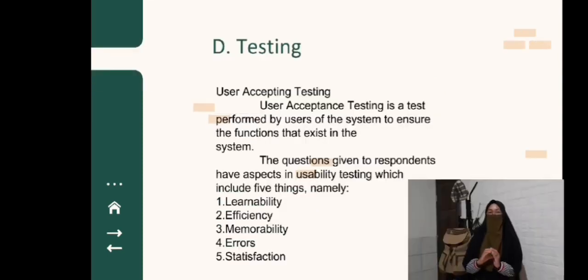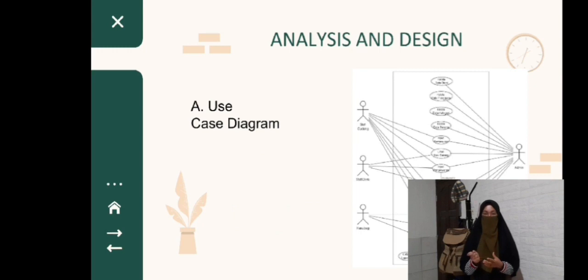D. Testing. 1. User acceptance testing. User acceptance testing is a test performed by users of the system to ensure the functions that exist in the system. The questions given to respondents in usability testing include 5 things, namely A. Learnability, B. Efficiency, C. Memorability, D. Errors, and last E. Satisfaction.